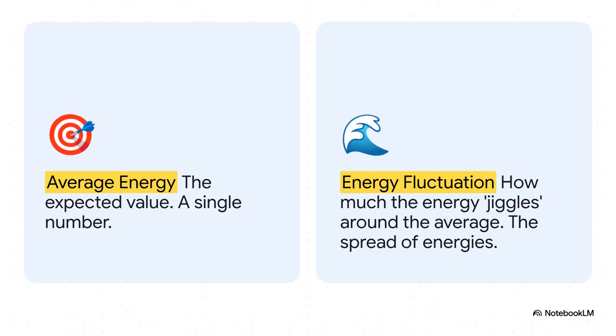So what we need is a way to measure this jiggle. And in statistics, that concept is called variance, or fluctuation. It tells us more than just the average. It tells us how spread out all those different energies really are.